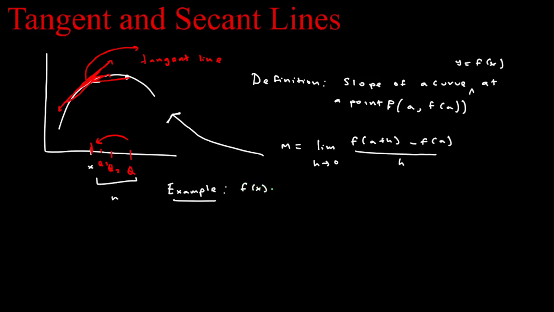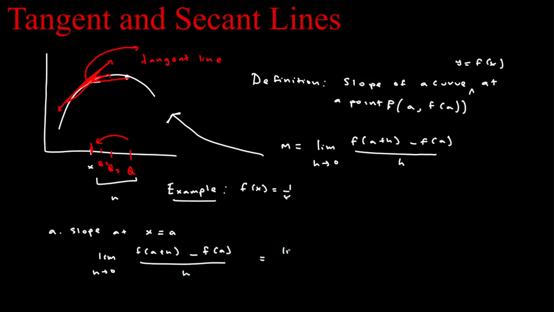f of x is equal to 1 over x. Find the slope of the curve at point a. So slope at x is equal to a. This is just plugging in. Limit as h tends to 0 of f of a plus h minus f of a, divided by h, which is equal to the limit as h tends to 0 of, f of a plus h is 1 over a plus h, minus 1 over a, divided by h.